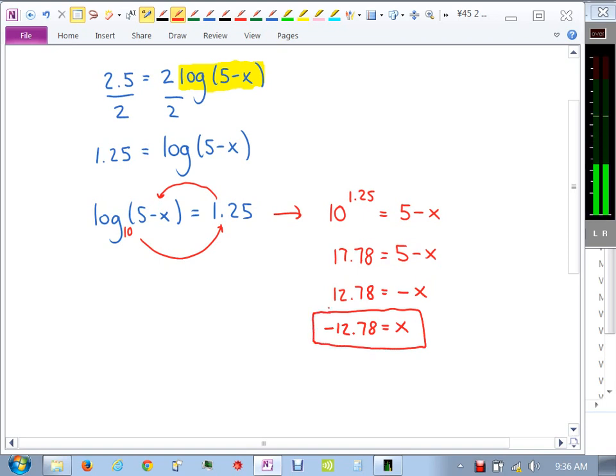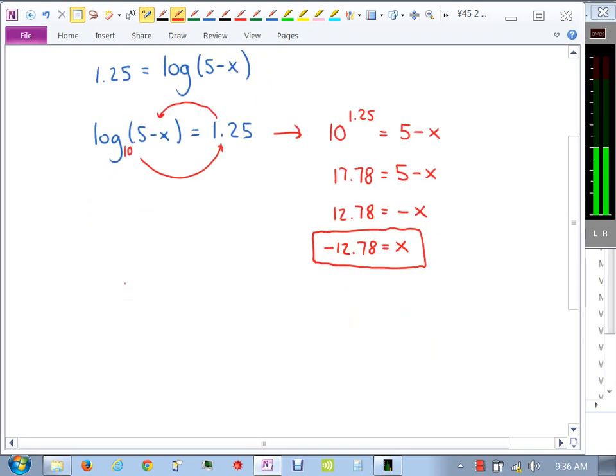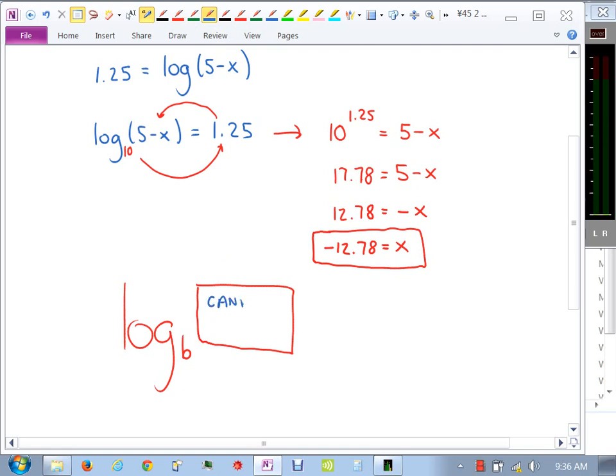Now, I should point something out here. We have never checked our answers, have we? In everything we've done so far? And that's because we didn't spend a whole lot of time talking about the domain of log functions. But it turns out that when you have a log, any log, log base b, and you have something inside of it, this thing inside can't be 0 or less than 0. In other words, it has to be a positive number.